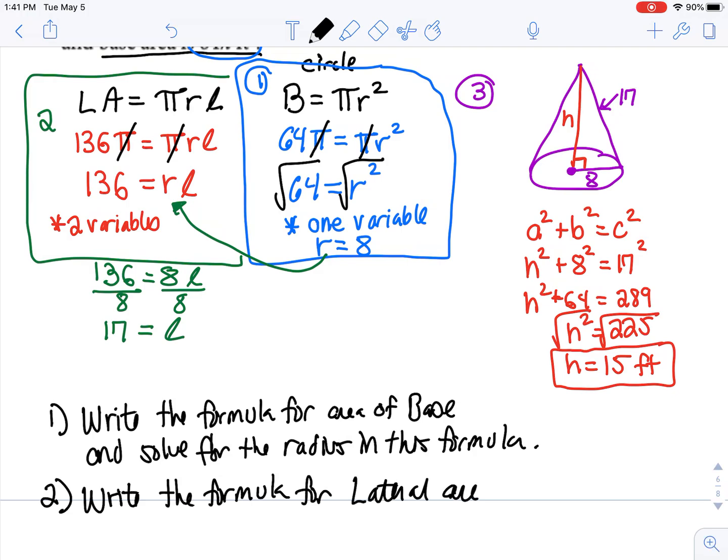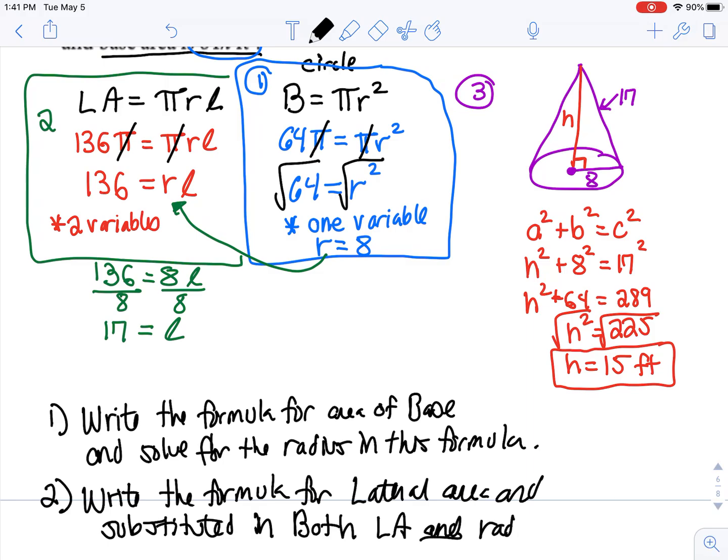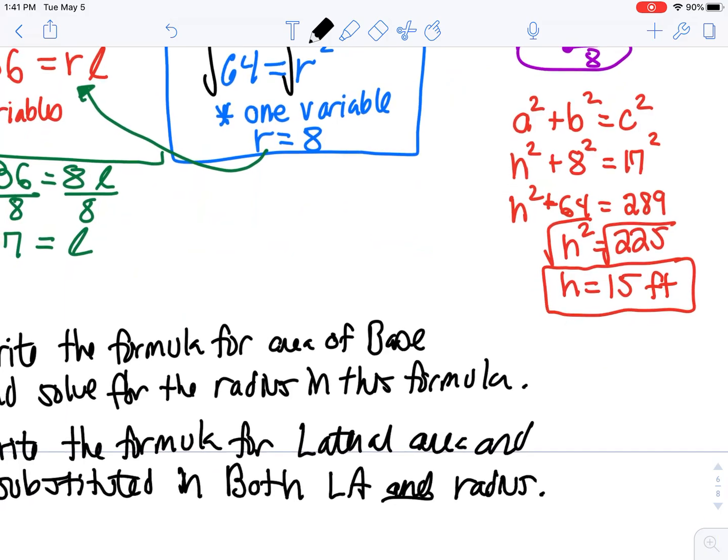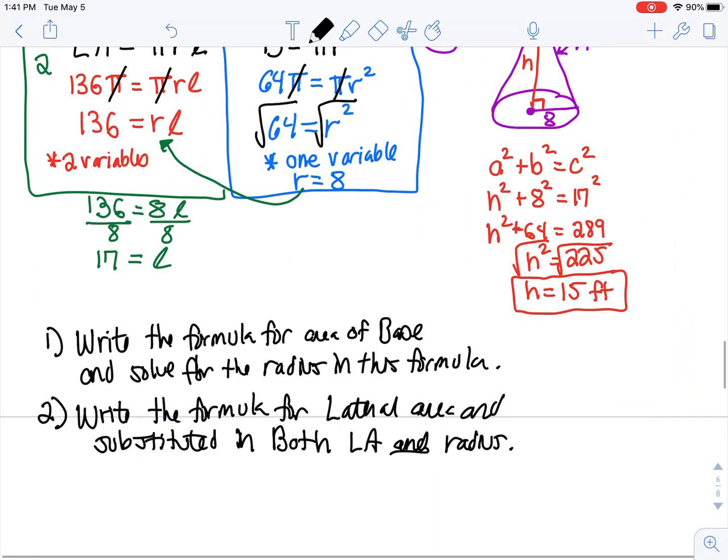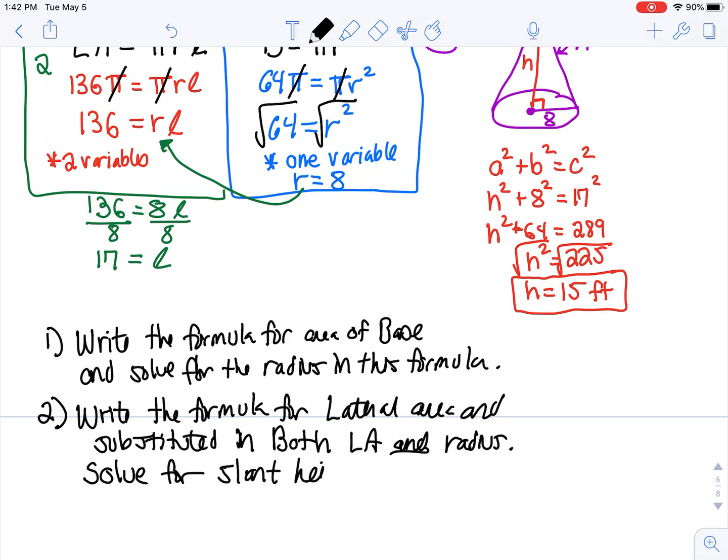for lateral area and substituted in both the lateral area and the radius. If you're using a formula where you're substituting in multiple values, make sure you explain which values you're substituting in. Using this formula, we then solve for the slant height.